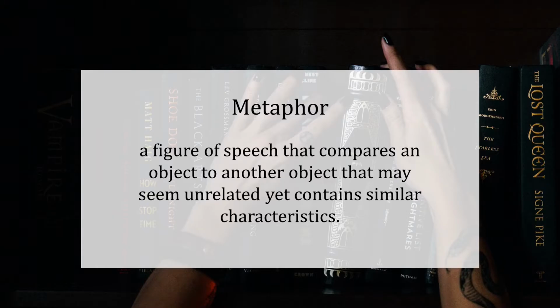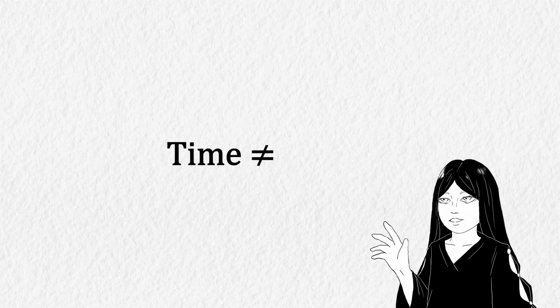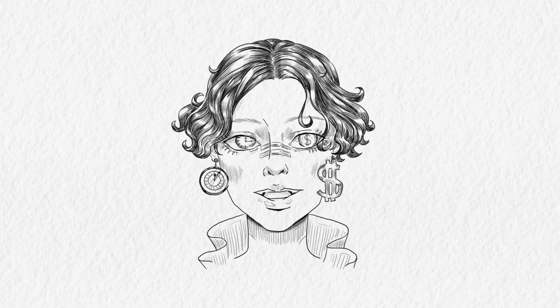A metaphor is a figure of speech that compares an object to another object that may seem unrelated yet contains similar characteristics. For instance, time is money. Time is being compared with money. Of course, time is not actually money, but both of them have the same characteristics. They are both valuable.